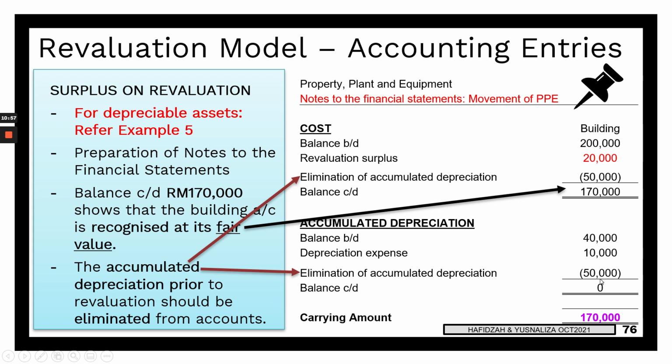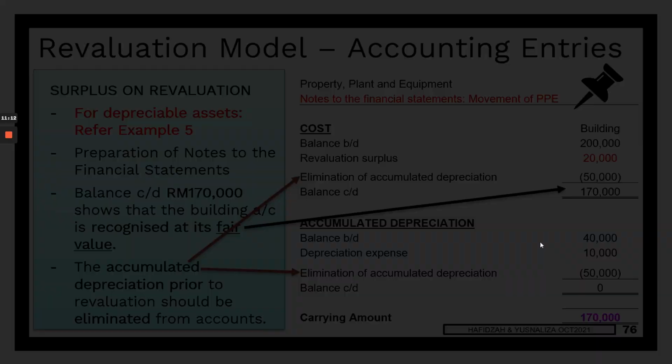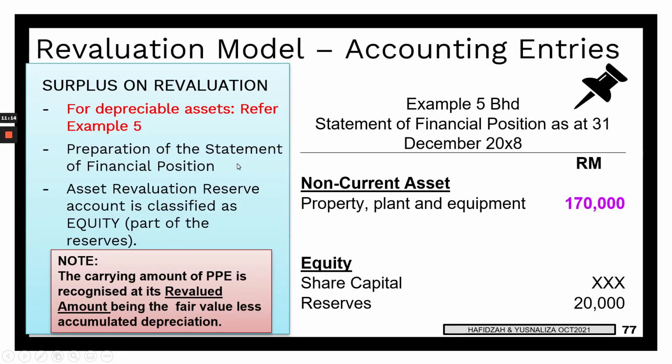But here there is no depreciation because this is at the end of the year. So depreciation has all been eliminated. So it will be the following year that you will start calculating depreciation based on the revalued amount. This is the presentation in the statement of financial position.